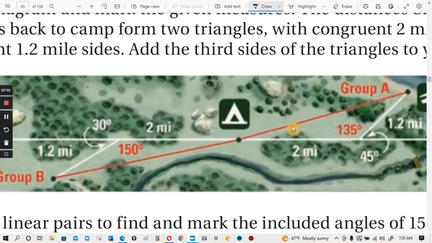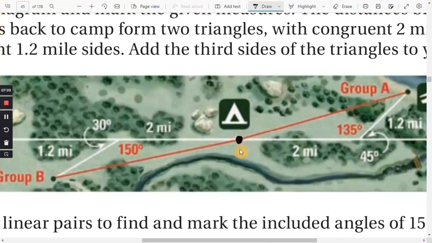All right, so the write-up's a little confusing, but this is where they started. They basically went 2 miles. Group A went 2 miles, made a turn, and then went 1.2 miles. And Group B went 2 miles, made a turn, and went 1.2 miles. So 2 miles right here matches 2 miles right here, and the 1.2 miles right here matches the 1.2 miles right here. So we have two pairs of sides that match.